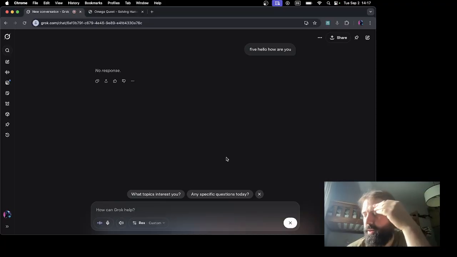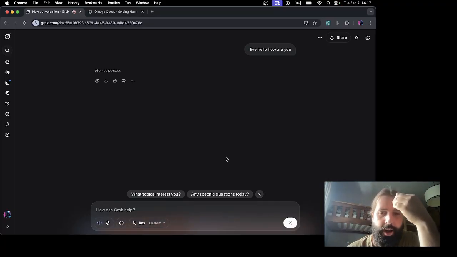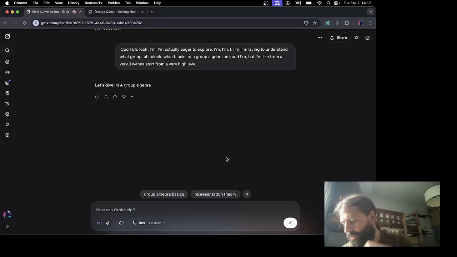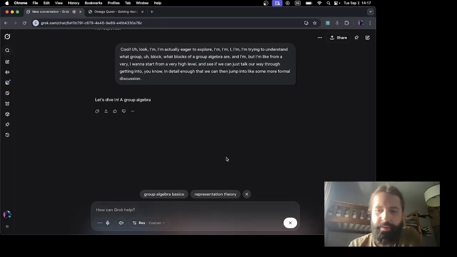Cool. Look, I'm actually eager to explore. I'm trying to understand what blocks of a group algebra are. I want to start from a very high level, and see if we can just talk our way through getting into it in detail enough that we can then jump into some more formal discussion. Sounds like a fun challenge.